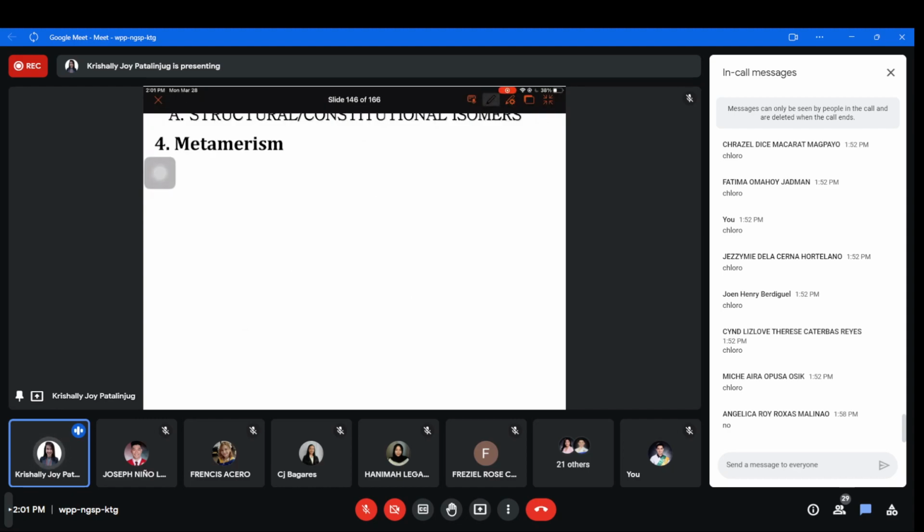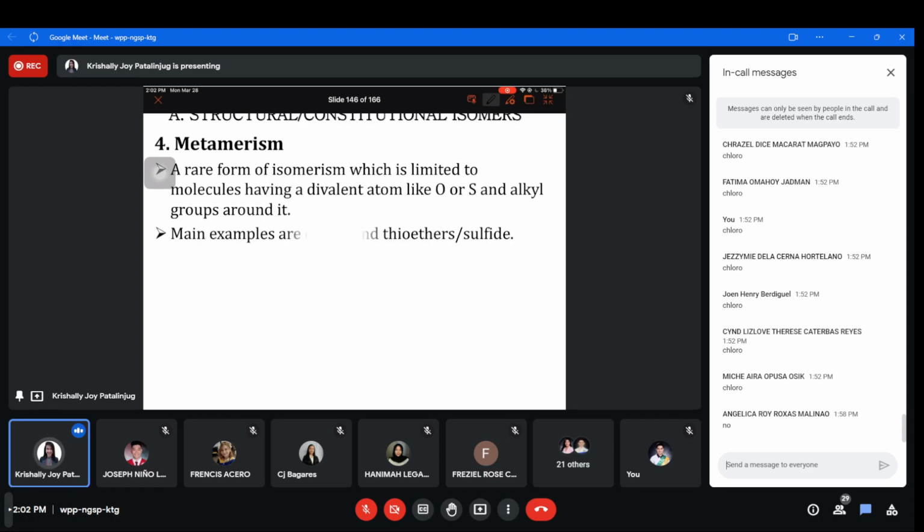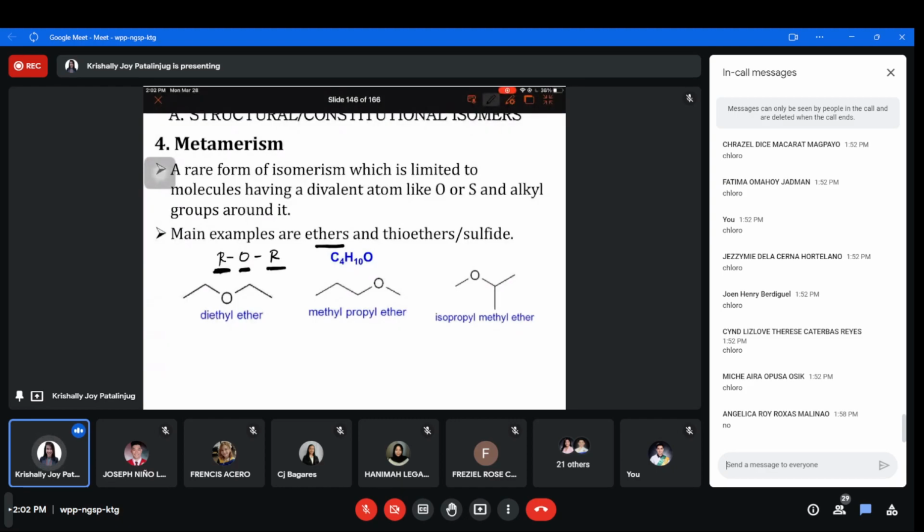Okay, now for the remaining 3 examples, metamerism, tautomerism, at saka yung ring chain isomerism, these are again rare forms of isomerism. So ito yung tandaan nyo, class. Sa metamerism, madali na lang to. Ang metamerism, class, it occurs between ethers. Okay? Ayan. Diba? These are sets of ethers. Ito yung tandaan nyo kapag ethers, ROR. You have a carbon, oxygen, carbon, ROR.